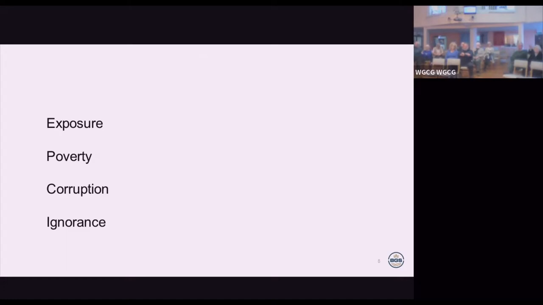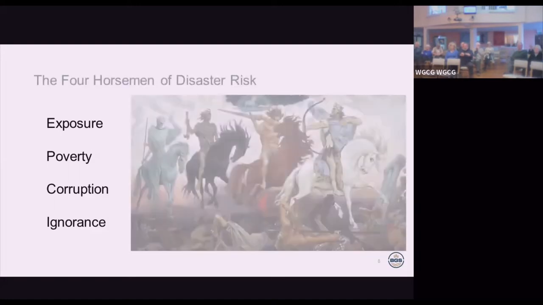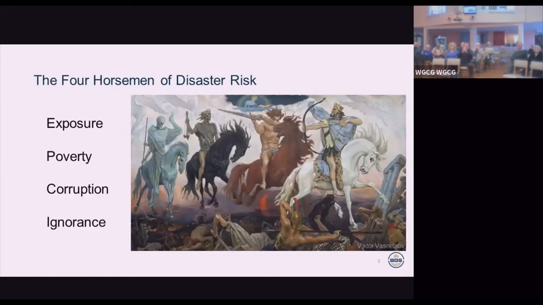The first is exposure, poverty, corruption, and ignorance. And for the rest of this talk, I'm going to explain what I mean by each of these four. Each of them alone is worthy of its own lecture, but I'm going to try and condense it and tell you the short version. But because I couldn't resist the temptation, I've called these the four horsemen of disaster risk. So if you remember, you'll remember them as the four horsemen later on.